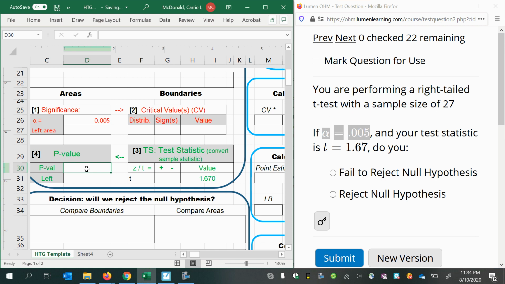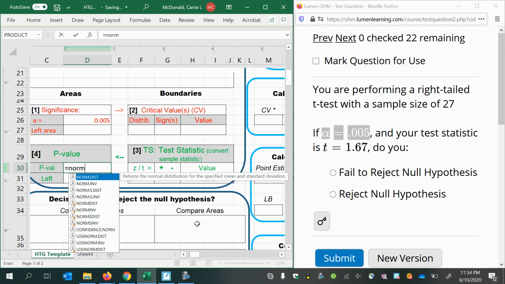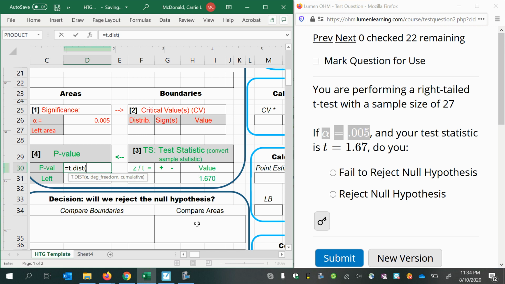So let's find the p-value using the given test statistic, and we will do that using not norm this time. That would be if it was a z-score. We're going to use t.dist. So we're under the student's t-distribution, which is also bell curved, but it's just a little wider in the tails. It has more area under the tails.